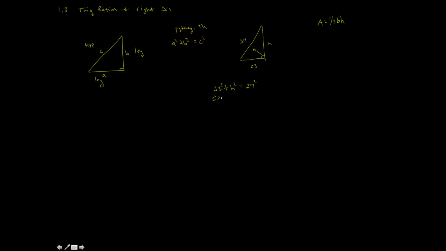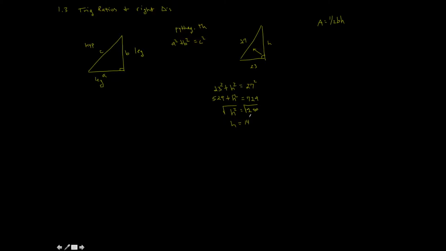And so you get 529, excuse me, sorry for that, plus H squared equals 729. So H squared equals 200. So take the square root of both sides. And so H is going to approximately be 14 feet.